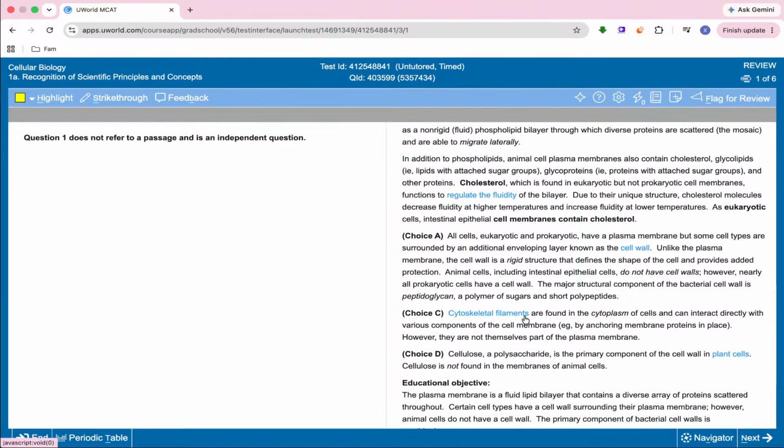Choice A. All cells, eukaryotic and prokaryotic, have a plasma membrane, but some cell types are surrounded by an additional enveloping layer known as the cell wall. Unlike the plasma membrane, the cell wall is a rigid structure that defines the shape of the cell and provides added protection. Animal cells, including intestinal epithelial cells, do not have cell walls. However, nearly all prokaryotic cells have a cell wall. The major structural component of the bacterial cell wall is peptidoglycan, a polymer of sugars and short polypeptides.